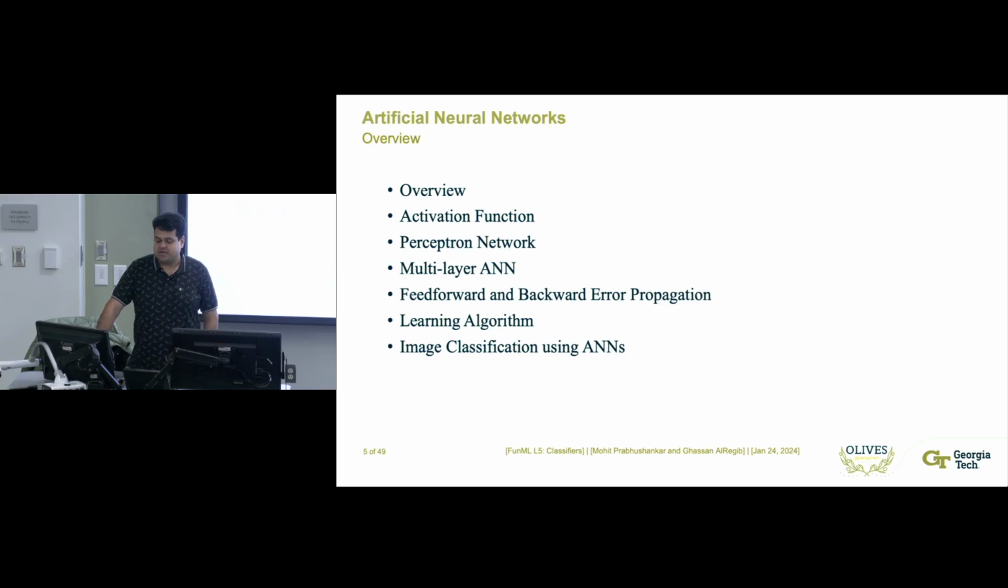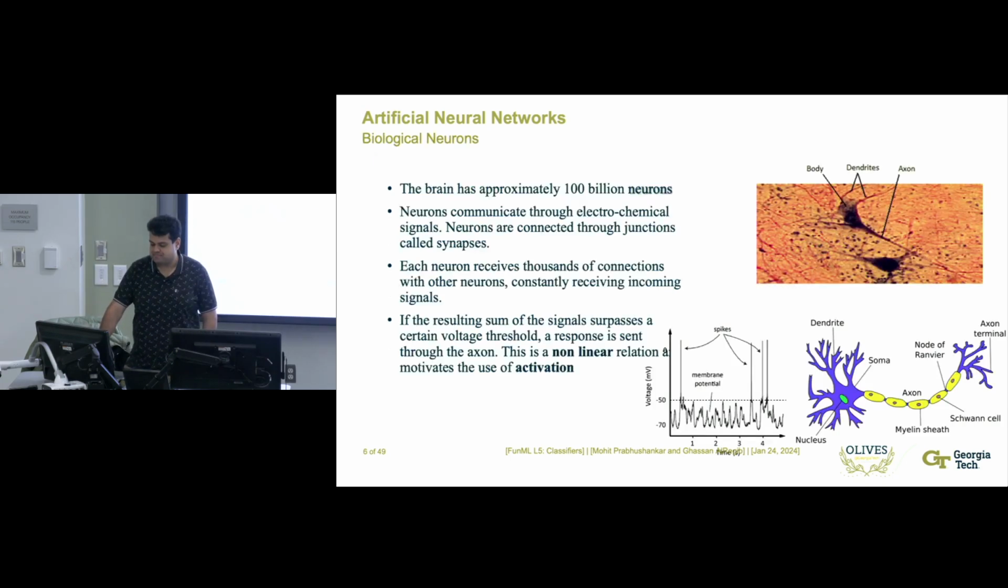So this is everything that we are going to cover: activation functions, perceptron networks, multi-layer artificial neural networks, and the way that we're going to train neural networks, which is the backpropagation algorithm and gradient descent. And at the very end, there are a couple of slides that show you how we can do something like image classification using these neural networks, but we'll come back to that later during the course.